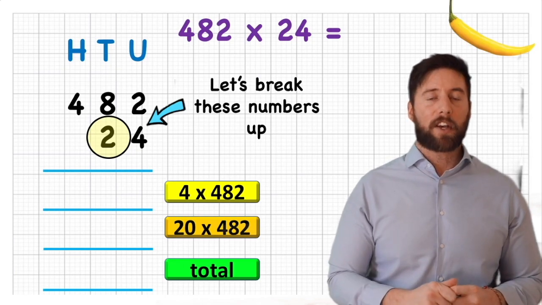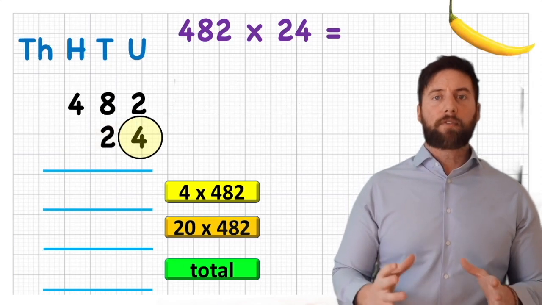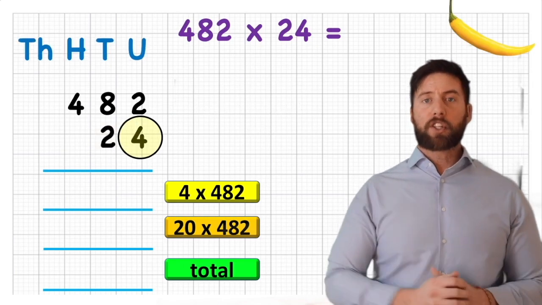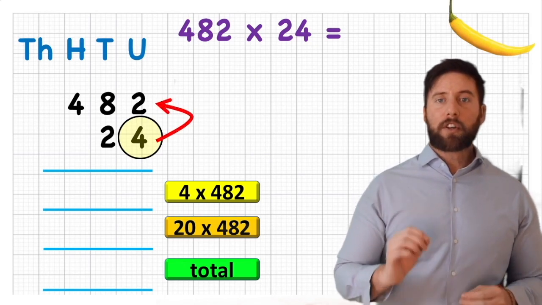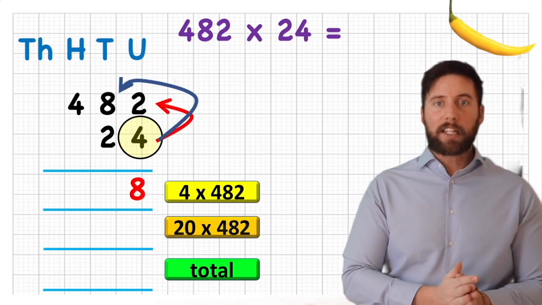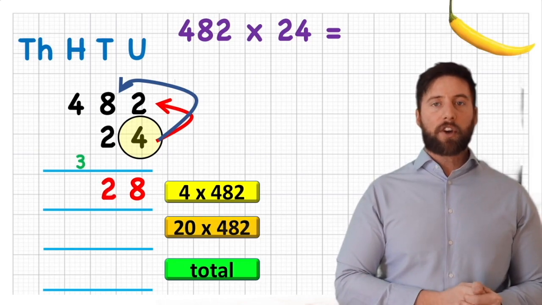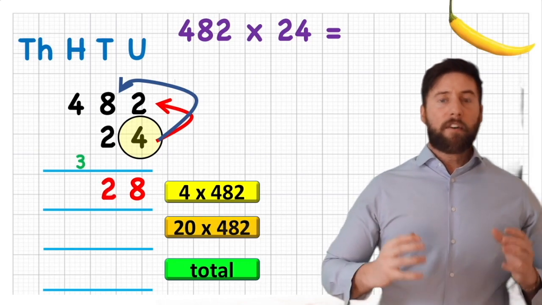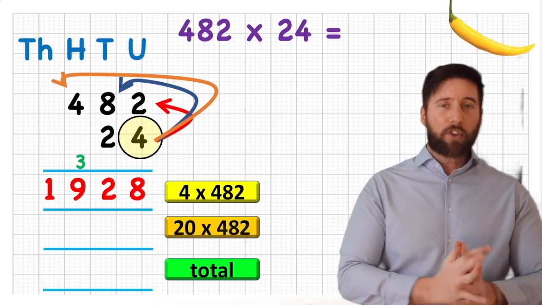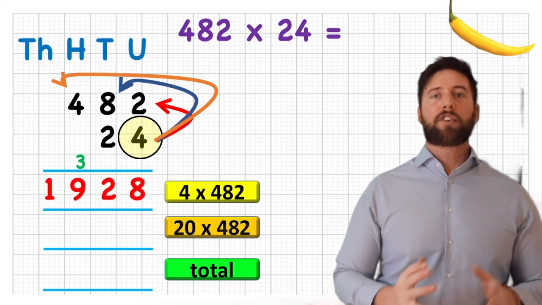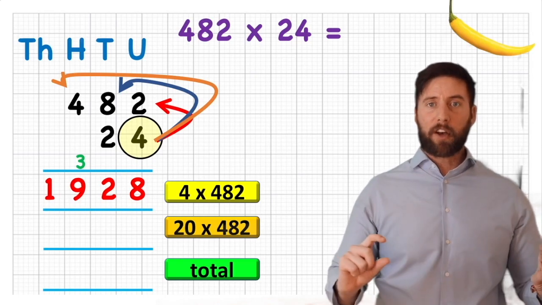But let's answer this challenge first of all then. So 482 times 24. Start at our smallest value, and we're going to start with the 4 times 2. 4 times 2 is 8. Then we're going to move across. 4 times 8 is 32. Add 3 across into my hundreds column and 2 into my tens. Good. 4 times 4 is 16. Add the 3, 19. So my answer to 482 times 4 is 1928 and completes that first row.